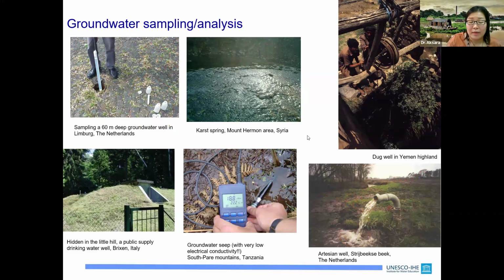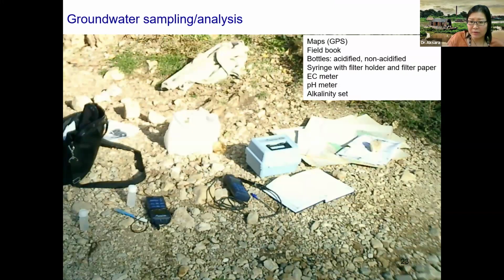Okay. Next one. This is how it looks, the equipment that we use in the field for groundwater sampling and analysis on site, and also water collection, and taking the samples back to the lab. We always need to have GPS, okay? We always have a field book, just to write down whatever we observe in the field. This is very simple for a geological survey like us, we always have a field book. And we also have water bottles for the samples that we would like to collect and send back for further analysis in the lab. You see these words, acidified and non-acidified.